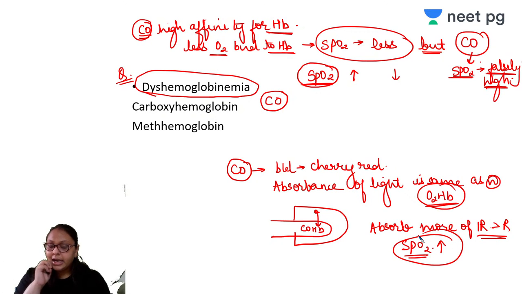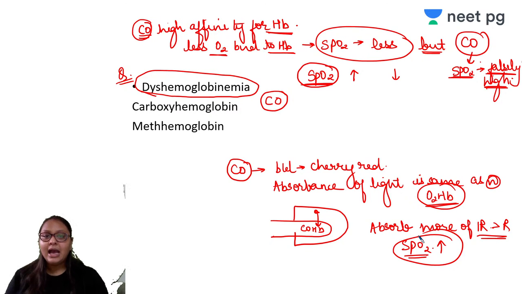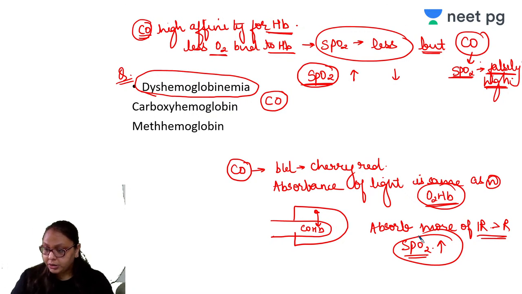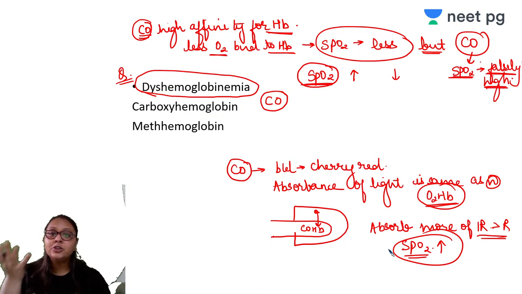Are you getting my point? It is falsely high because the absorbance of light is the same as that of the oxygenated hemoglobin form, and therefore more of infrared light is absorbed, and therefore the SpO2 value is falsely high. Is it clear, Dr. Uttam? Yes, the hemoglobin is bound with carbon monoxide, so HbO will be low. That is what it is, a source of error. It is an error. It gives us a false high value. Okay, it is giving us a falsely high value in case of carboxyhemoglobin.